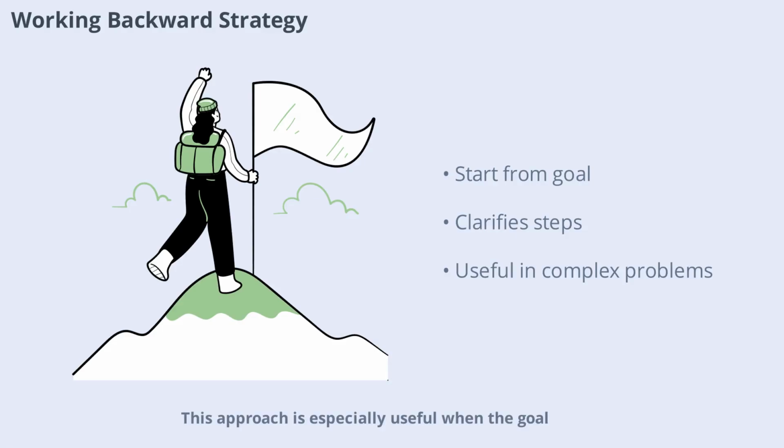The working backward strategy involves starting from the desired goal and working toward the initial state. This approach is especially useful when the goal is well-defined but the starting conditions are complex. For example, in maze solving, beginning at the exit can simplify the search for a path. Working backward helps clarify the steps needed to reach a solution.